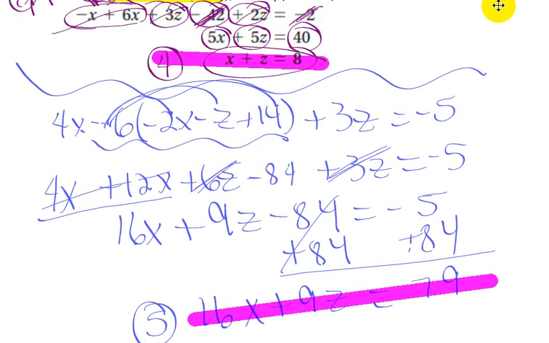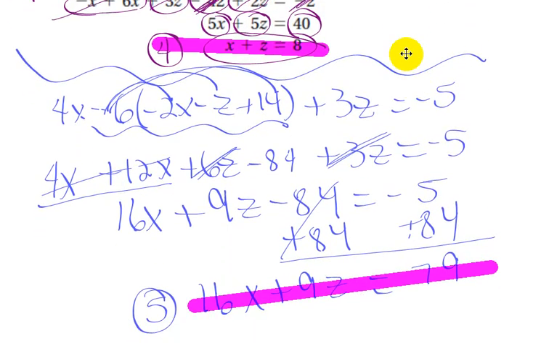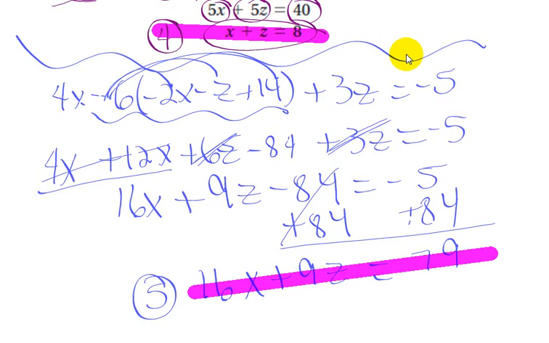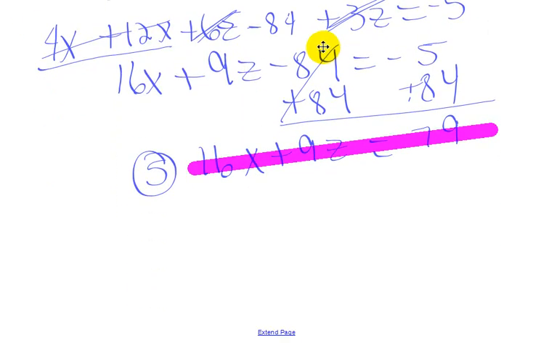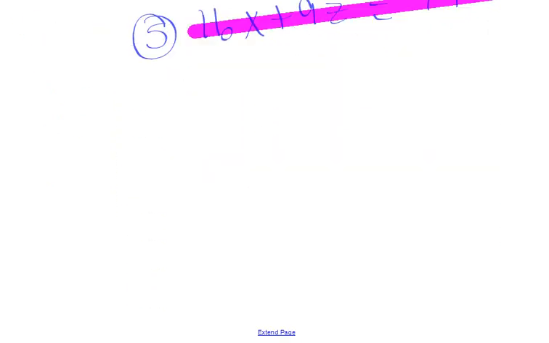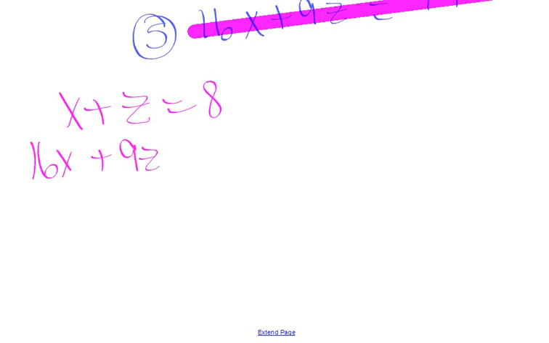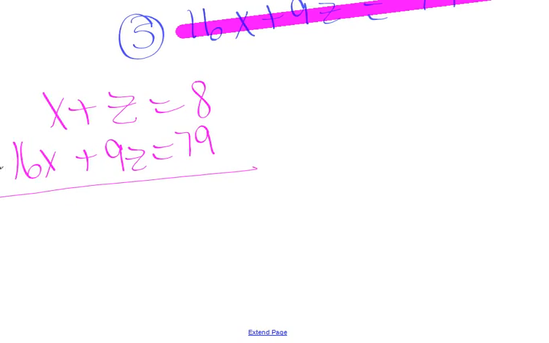Now that we have equations 4 and 5, we're going to combine those to simplify it one more time down to one variable. So equation 4 was x plus z equals 8, and equation 5 was 16x plus 9z equals 79. Okay, so now we need to see what can I add to eliminate a variable.